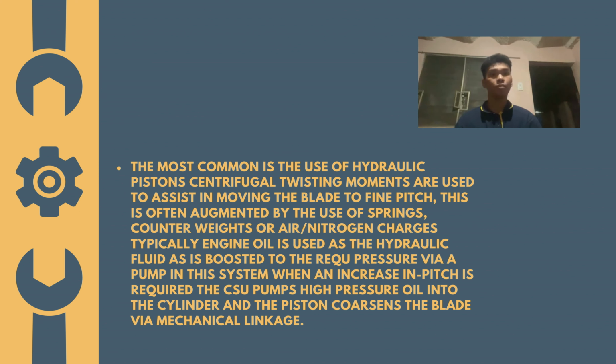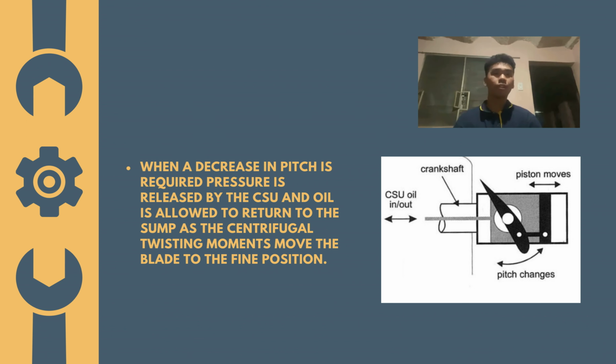the CSU pumps high pressure oil into the cylinder and the piston passes the blade via mechanical linkage. When a decrease in pitch is required, pressure is released by the CSU and oil is allowed to return to the sump as the centrifugal twisting moment moves the blade to the fine position.